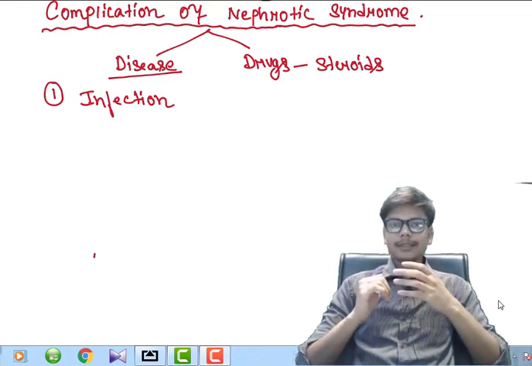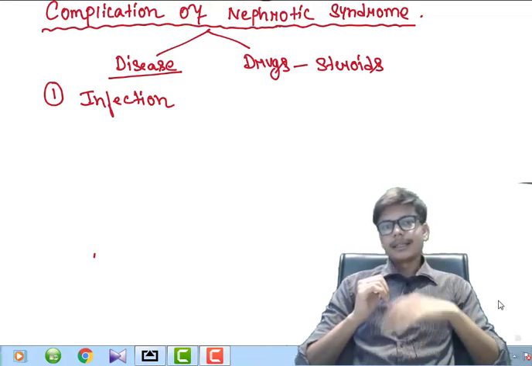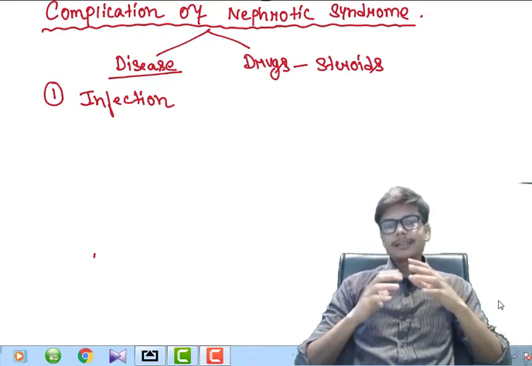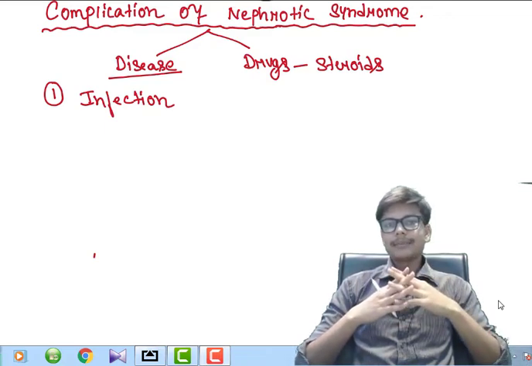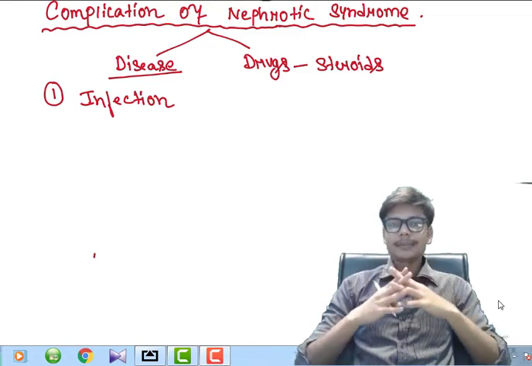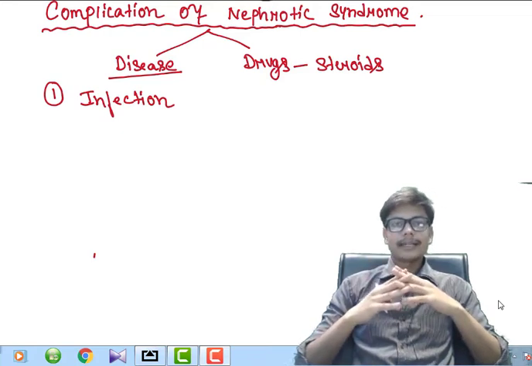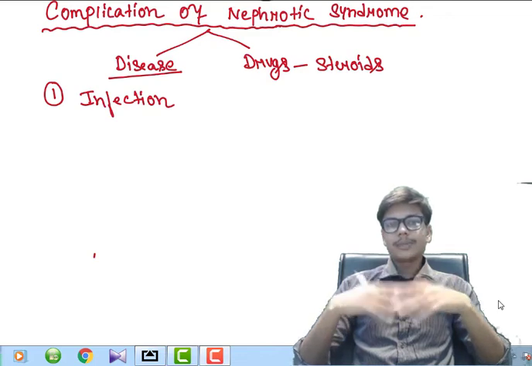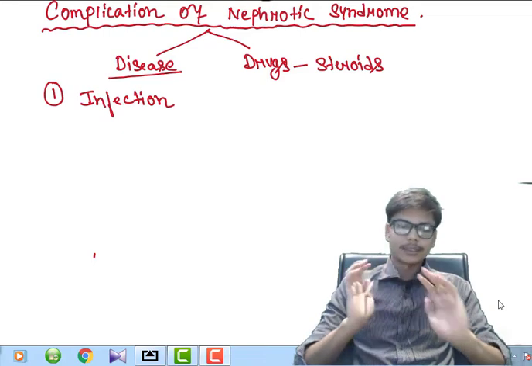How will a patient with nephrotic syndrome with superimposed infection present to us? In addition to the clinical features of nephrotic syndrome, that is generalized edema and oliguria, the patient may also present with fever. And if there is septicemia due to infection, the patient may present with profound hypotension and tachycardia. So, by knowing the signs and symptoms in a patient with nephrotic syndrome with superimposed infection, we can diagnose this infection.